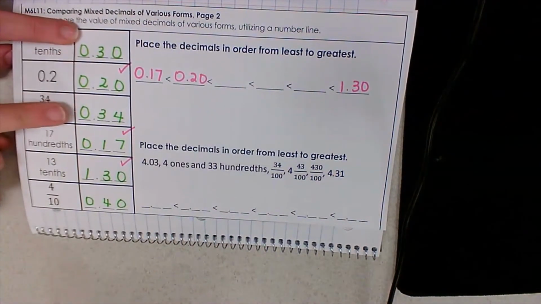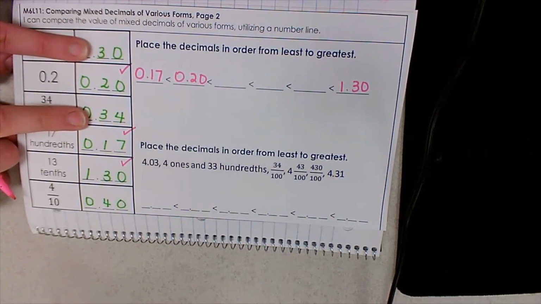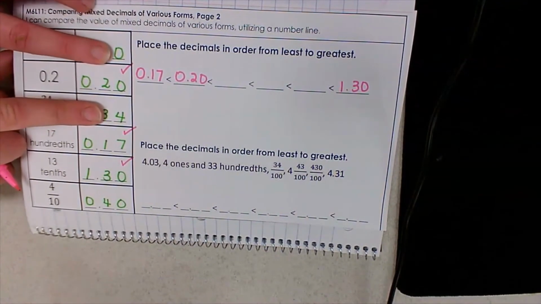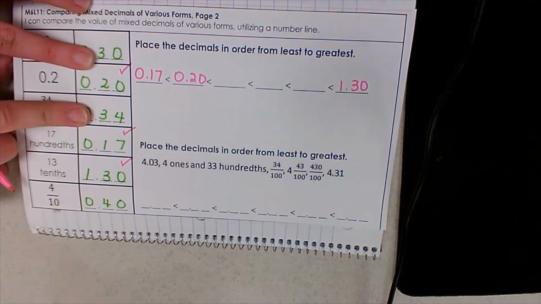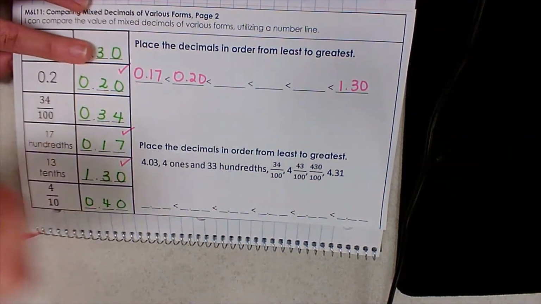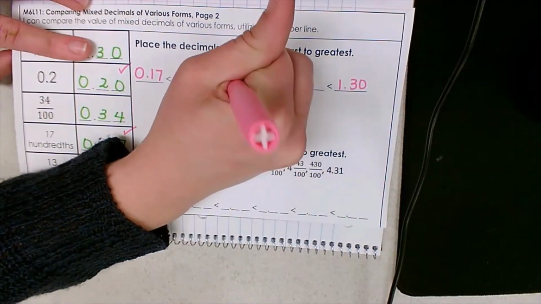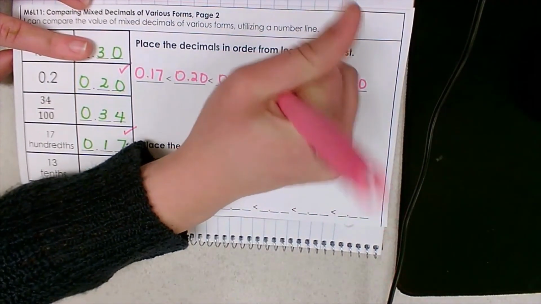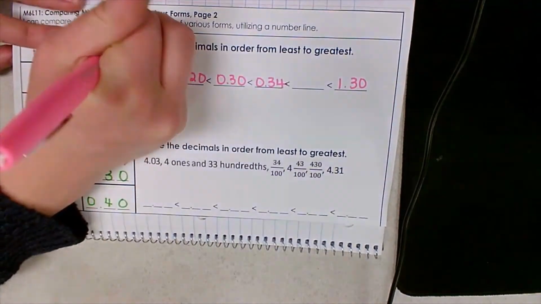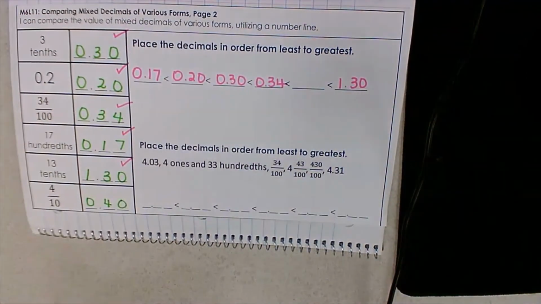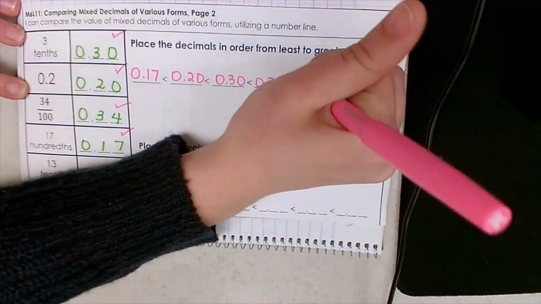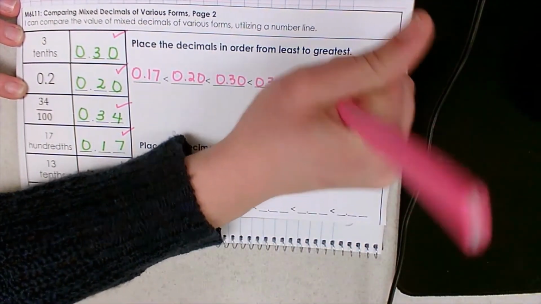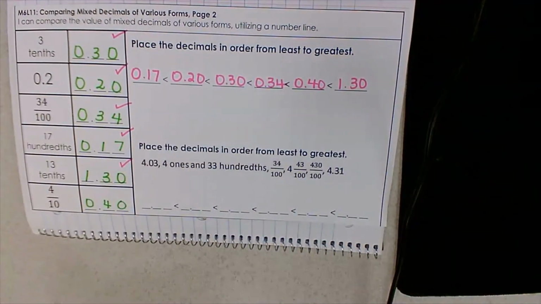My next smallest amount of tenths, I have 3 tenths and 3 tenths here, so now I have to look over at that next hundredths place. 0 versus 4, 30 versus 34. 30 is a smaller number. Which means I'm going to put 40 here.